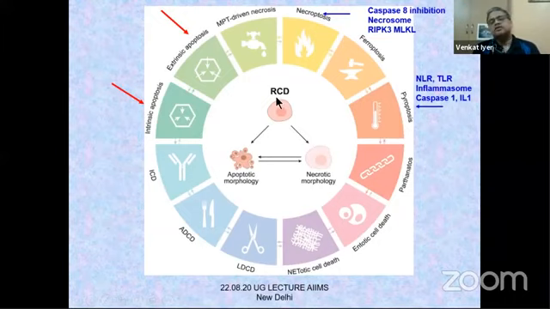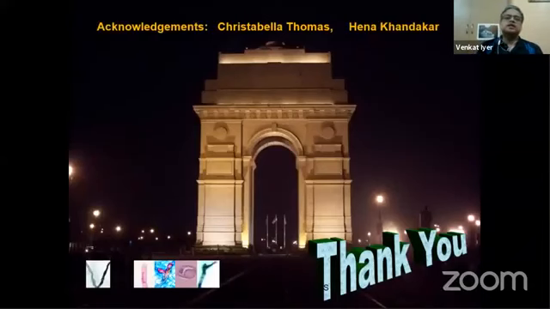So the different types of cell death can be grouped into apoptotic morphology and necrotic morphology, and the two have various forms in between.